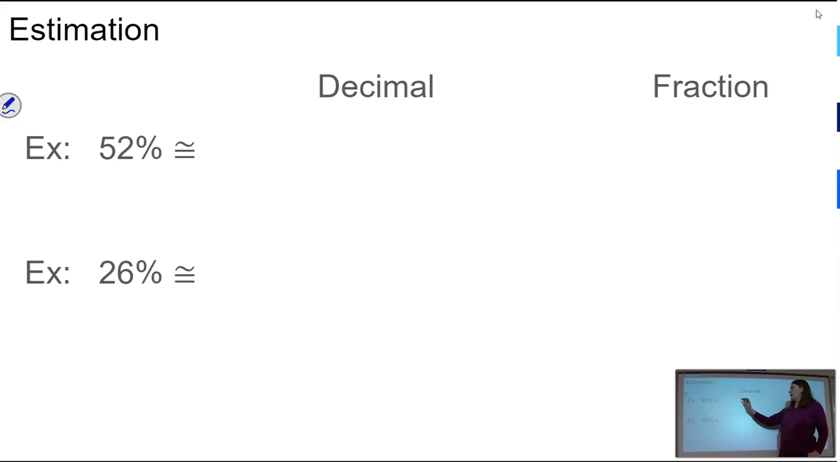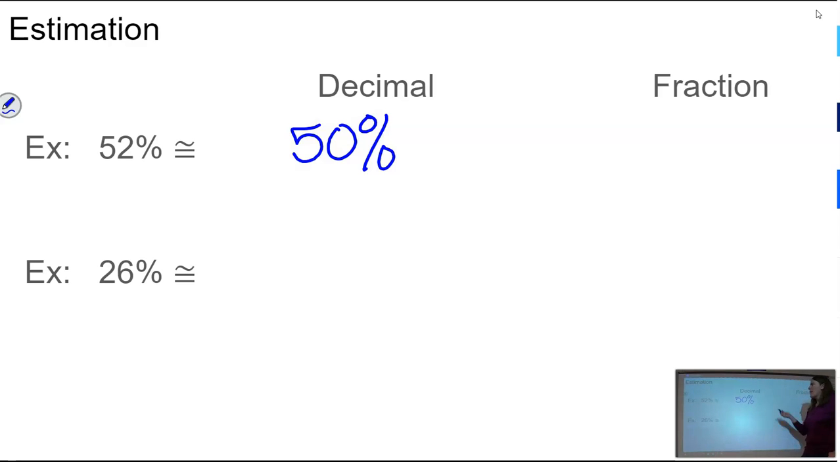Well, what would that be? So the 52%, we would make this 50%, right? And that would just equal 0.5. So what is the fraction, right? Well, that would just be 1/2.